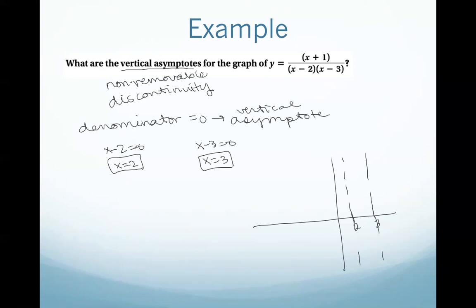Now, if you want to know how this graph looks, you can put it into your calculator. Make sure you group together your denominator. So if I was typing this into the calculator, I would do y1 equals open parentheses x plus 1 close parentheses divided by open parentheses x minus 2 close parentheses open parentheses x minus 3 close parentheses. That will keep your denominator together.